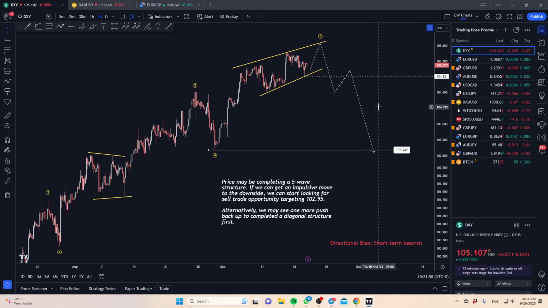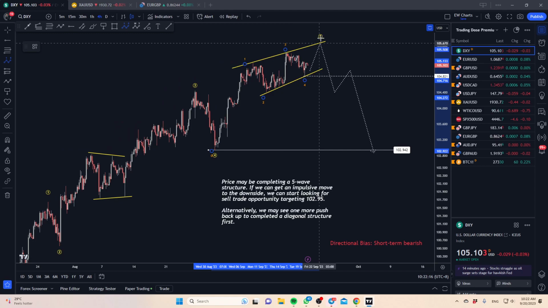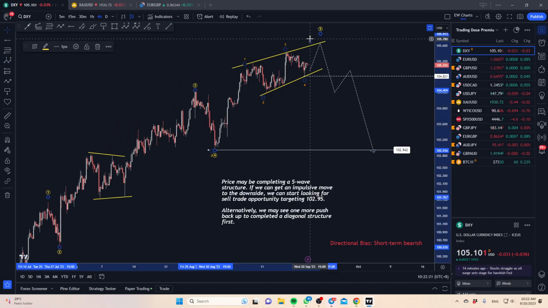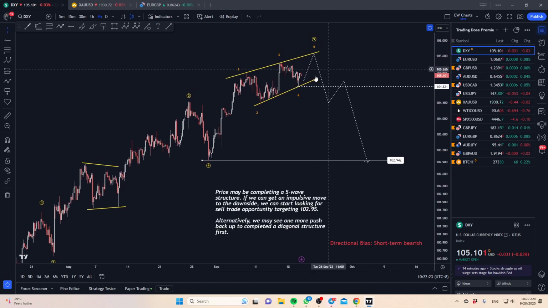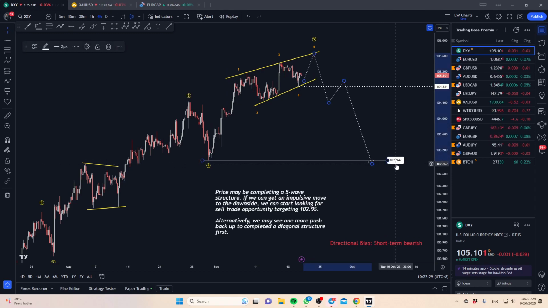Now for dollar index over here, we are overall bearish bias. There are two ways that we can look out for it. One is what you see on the chart right now, potentially completing another move back up to give us a 5-wave diagonal structure. If I put in the details, this would be a 5-wave diagonal structure. And in that case, then we'll be expecting one more push before the bigger pull back to the downside. Same target over here at 102.95.